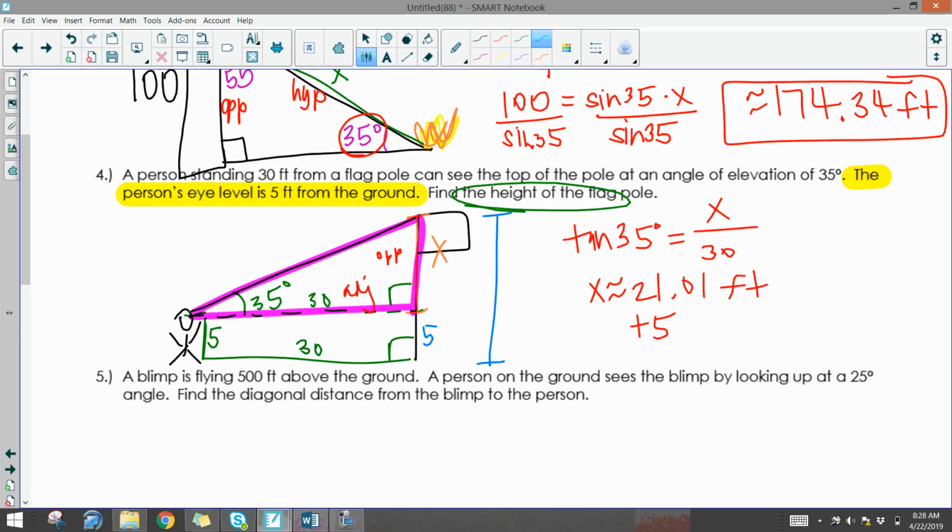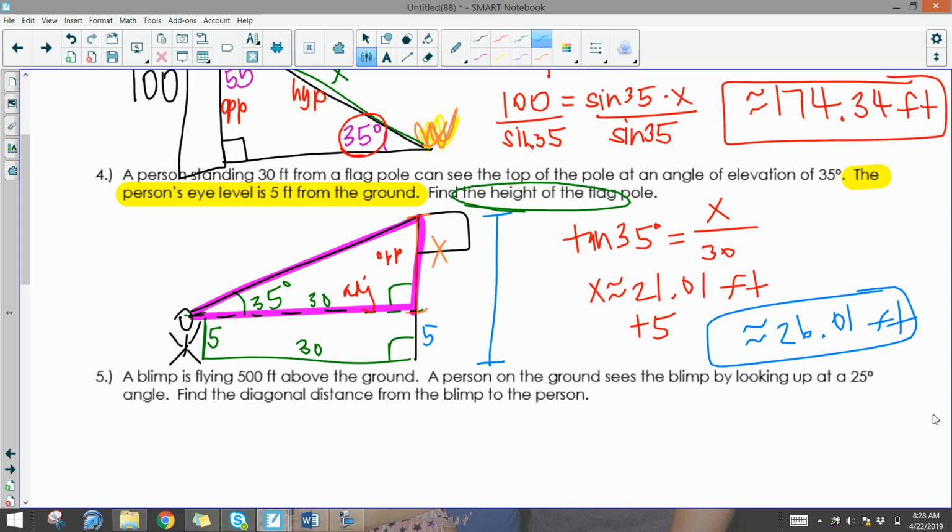So the actual height of the flagpole is about 26.01 feet. Sorry, you guys. My computer does not pick up my stylus today. All right. A couple more.